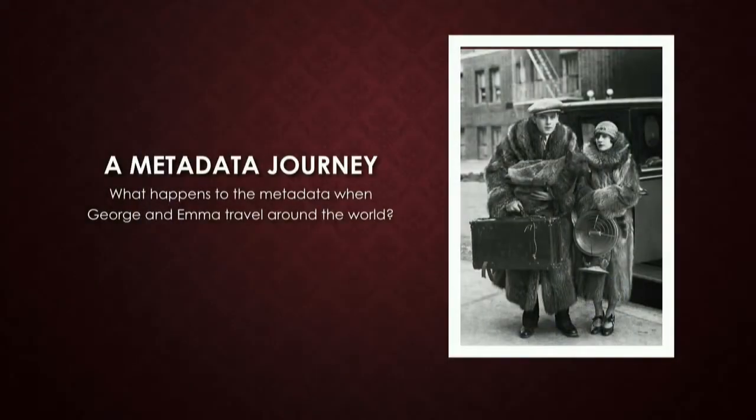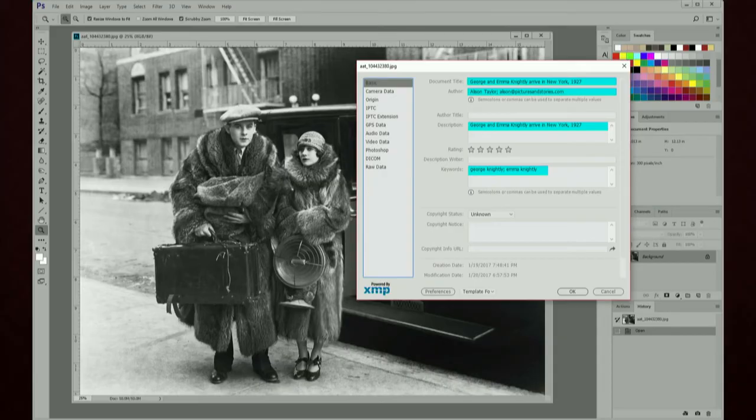Okay, this is George Knightley III and his wife Emma and their dog Harriet. I was almost finished with this presentation before I noticed that there is actually a dog in the picture. He's actually holding a dog, but it kind of blends in with his coat. Took me a long time to see that. So we're going to follow George and Emma on this journey and find out what happens to their metadata.